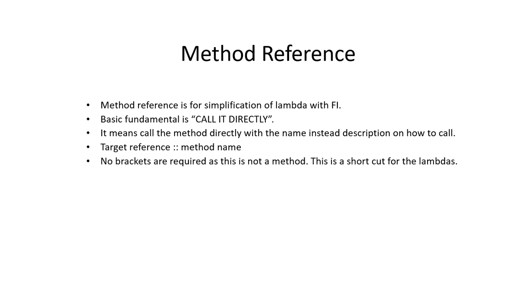Suppose there is an object with one method. Normally, with the object reference and a dot, we call the method name. But in this case you can simply call it with a double colon. On the left-hand side of the double colon is the class where this method exists, and on the right you simply pass the method name. There is no need to give any brackets because this is not a method call. So in a nutshell, it's a shortcut for lambdas.